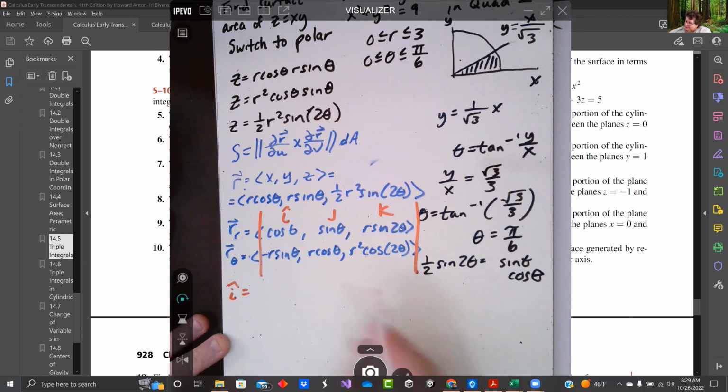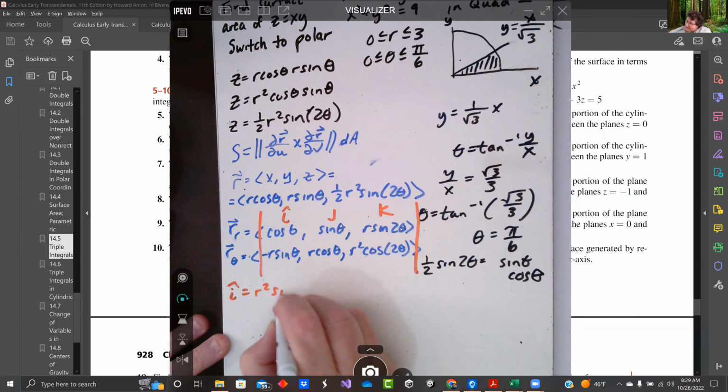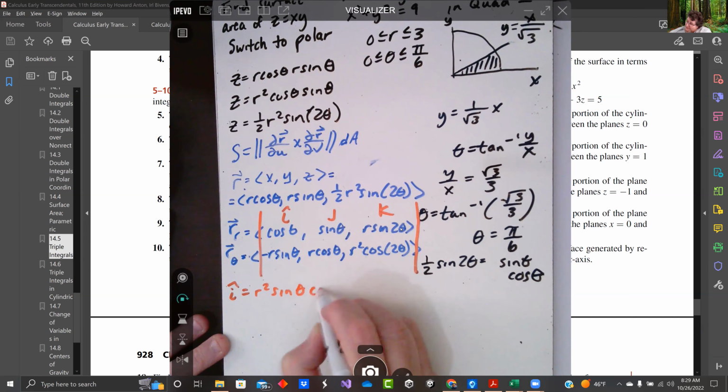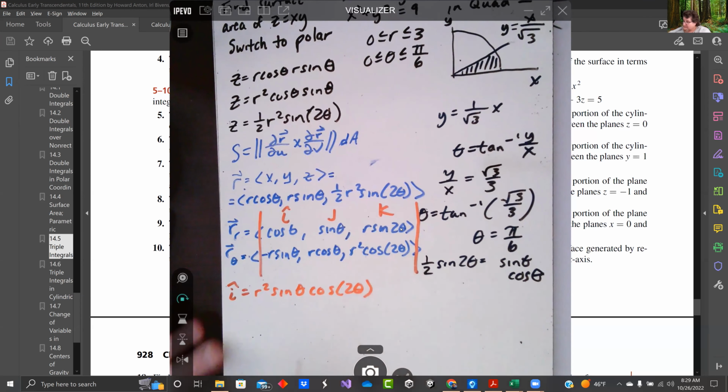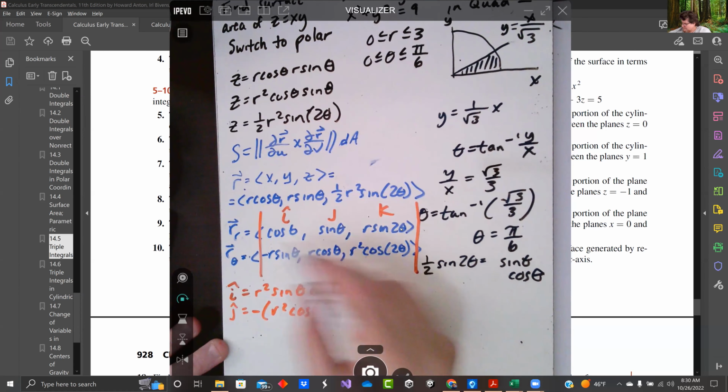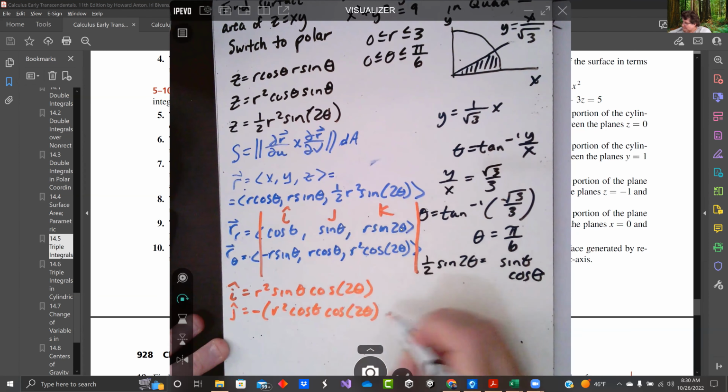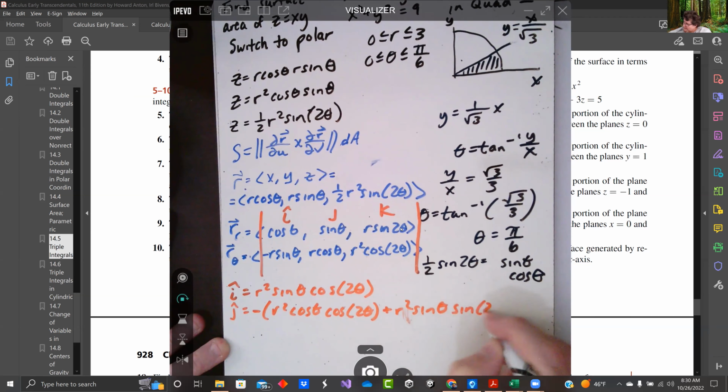The i component is r squared sine of theta cosine of 2 theta. The j component is we got negative r squared cosine theta cosine 2 theta minus, which is a plus, r squared sine of theta sine of 2 theta.